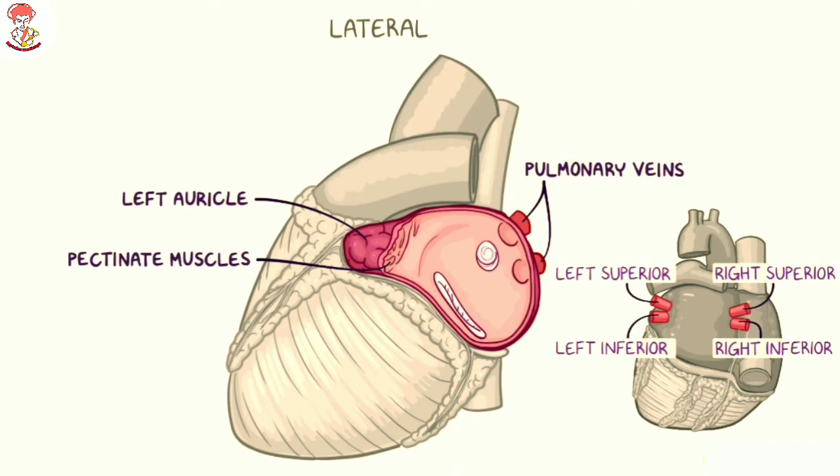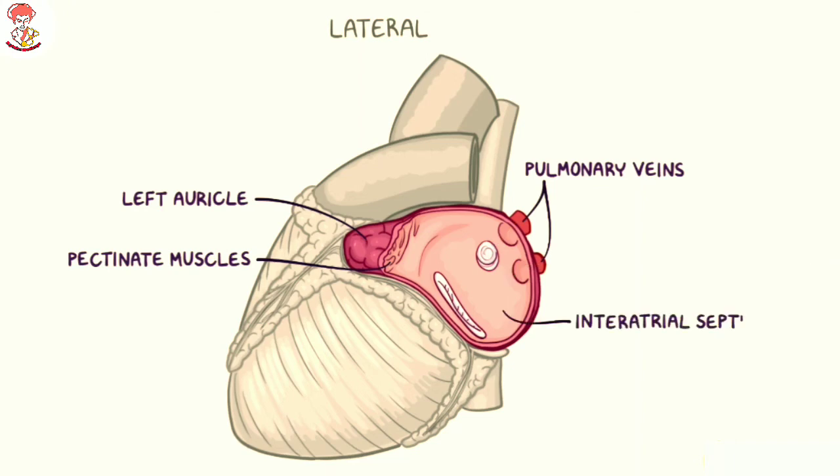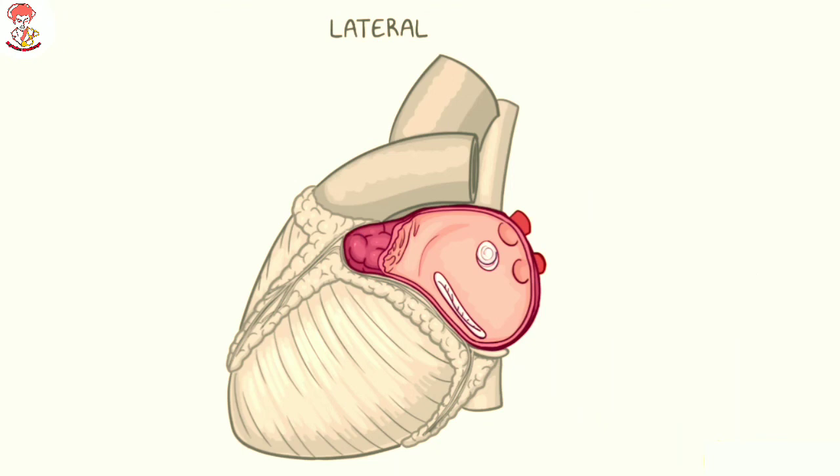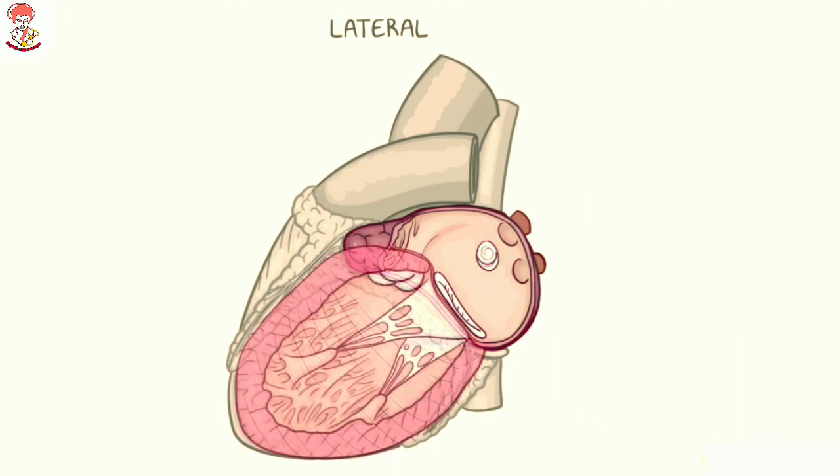Unlike other structures of the heart, the pulmonary veins don't have any valve, and blood flows through them and into the left atrium freely. Now on the interatrial septum, there is a semilunar depression indicating the floor of the oval fossa, with the surrounding ridge being the valve of the oval fossa, which, as mentioned before, used to represent a communication between the atria during embryonic development. Finally, inferiorly, there is the left AV orifice or mitral orifice, through which blood flows from the left atrium into the left ventricle.